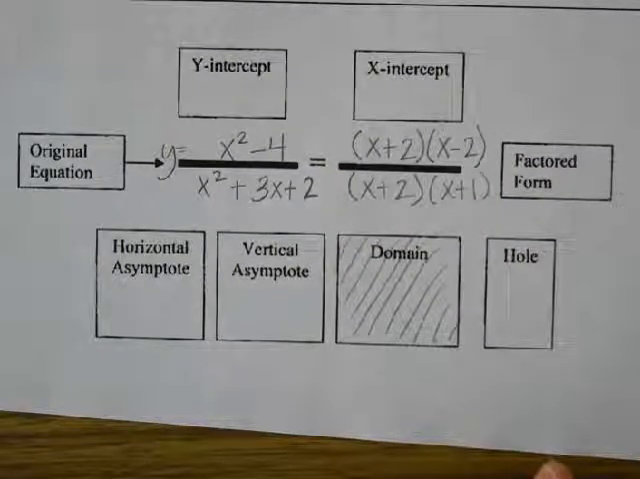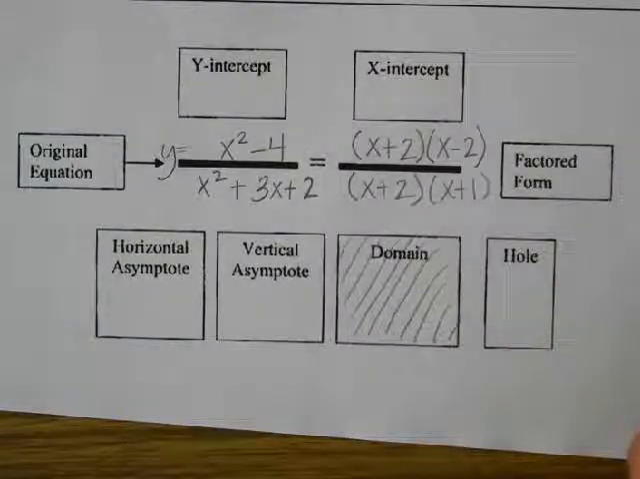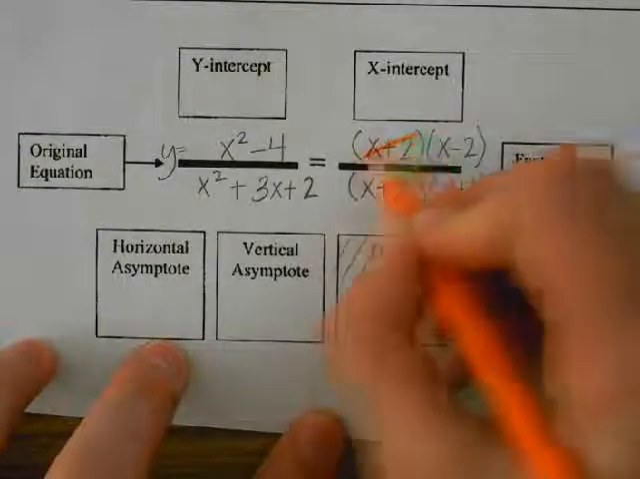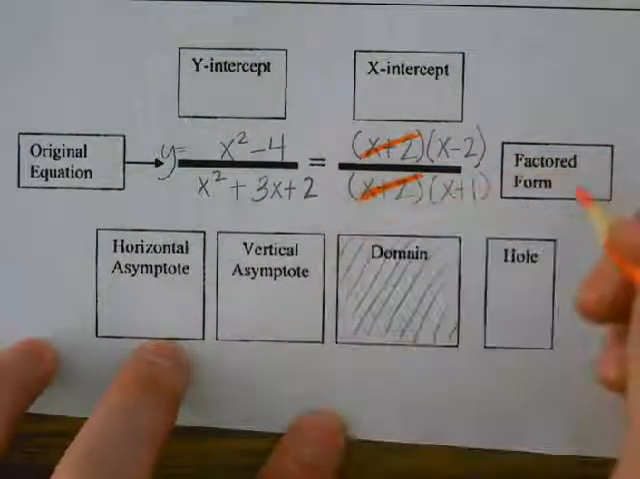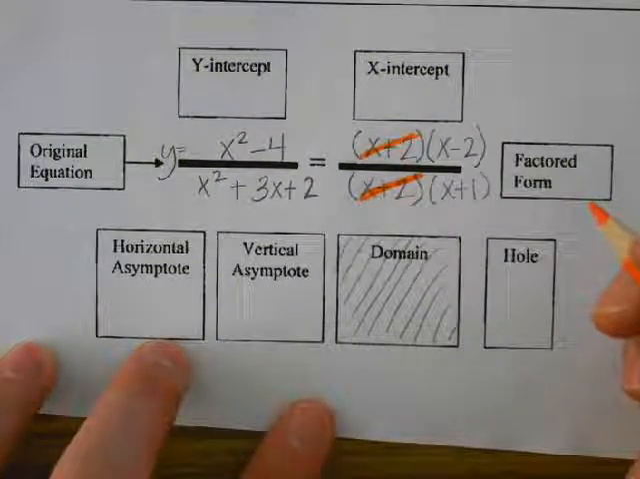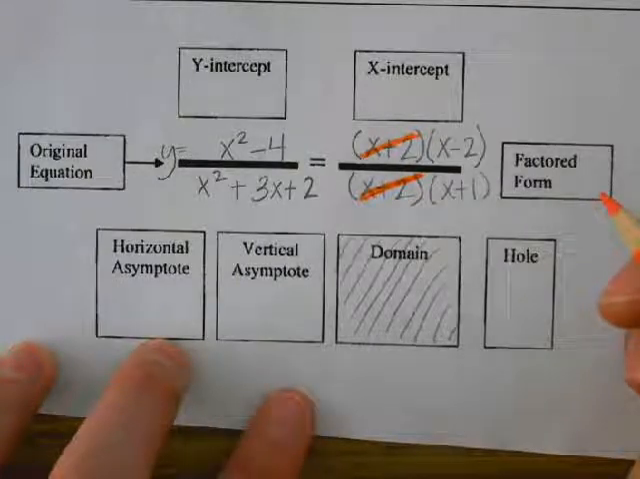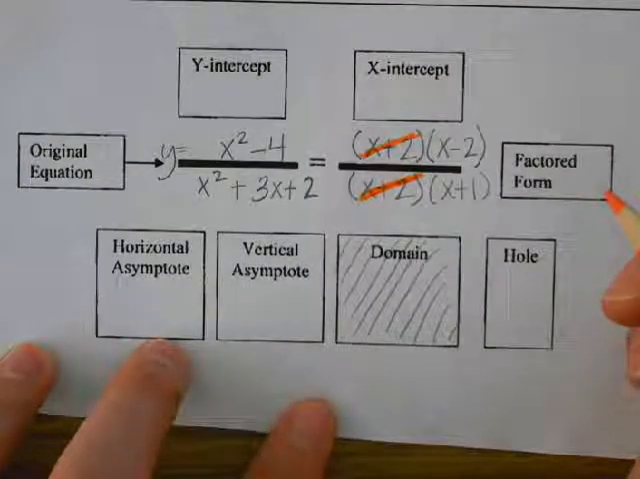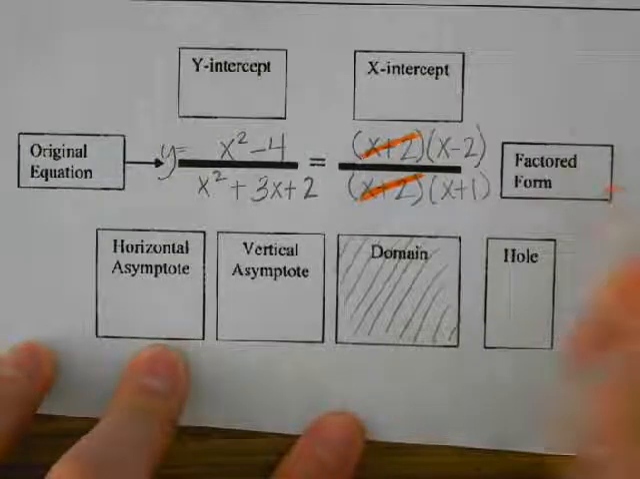So what else can we find, or what can we find from the factored form? We can find holes. Does this graph have a hole? Yes. Okay, so can someone at Quinzia's table tell me what the x-coordinate of the hole is? Negative 2.